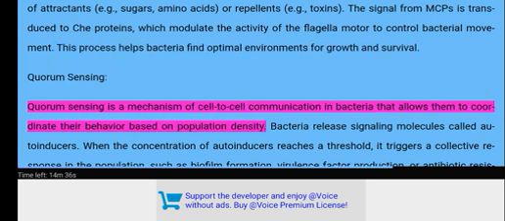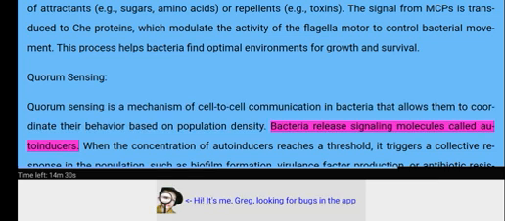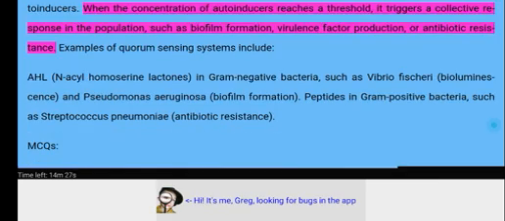Quorum sensing. Quorum sensing is a mechanism of cell-to-cell communication in bacteria that allows them to coordinate their behavior based on population density. Bacteria release signaling molecules called autoinducers. When the concentration of autoinducers reaches a threshold, it triggers a collective response in the population, such as biofilm formation, virulence factor production, or antibiotic resistance.